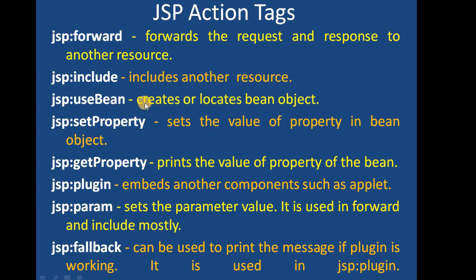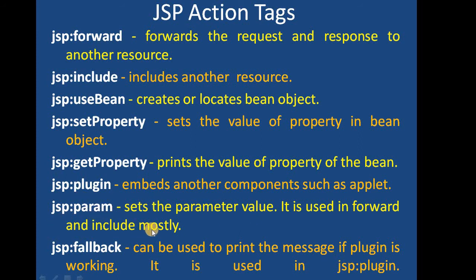Here are a few JSP action tags. jsp:forward forwards the request and response to another resource. jsp:include is used to include another resource in the JSP page. jsp:useBean creates or locates Java objects. jsp:setProperty sets the values of the property in the bean object. jsp:getProperty prints the value of the property of the bean object. jsp:plugin embeds another component such as an applet into the JSP page. jsp:param sets the parameter value.